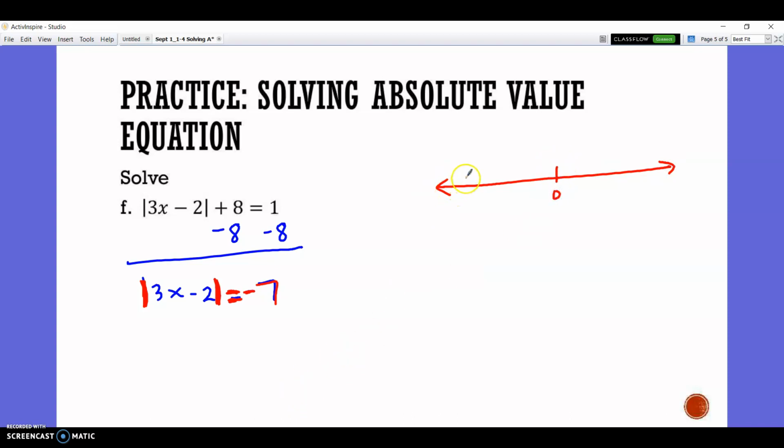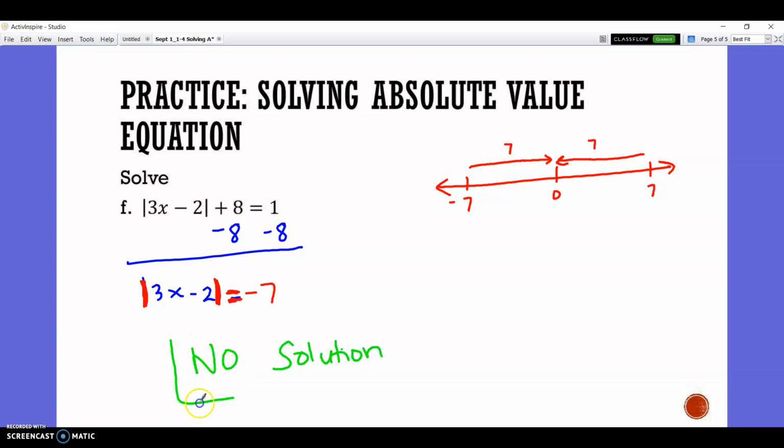So if I take a look at negative 7, the distance that it is away from 0 is positive 7. The distance that positive 7 is away from 0 is also positive 7. It's never, ever, ever going to be negative. So this is impossible. You can't have an absolute value equal a negative number. So this case has no solution.